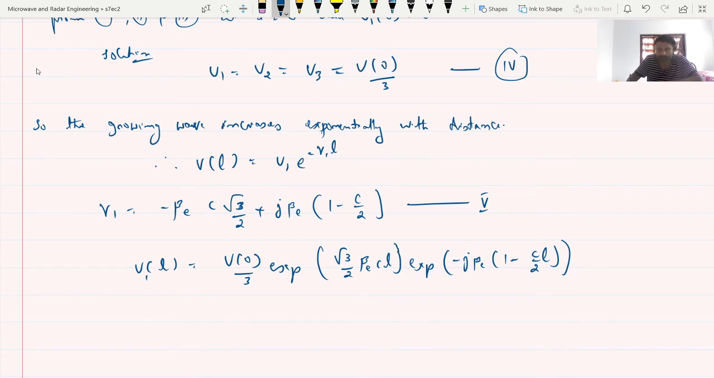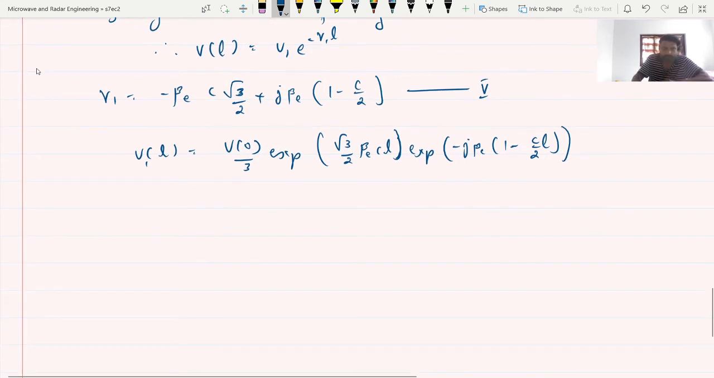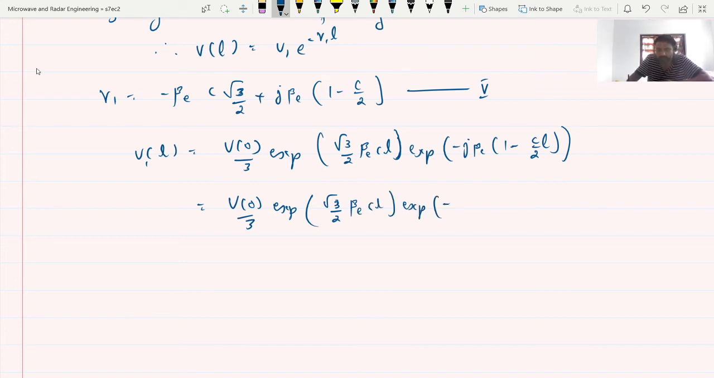And that is V1 of L, which is equal to V of 0 by 3 exponential of root 3 by 2 beta e C L, exponential of minus j 1 minus C by 2 beta into L. Call it as equation 6.